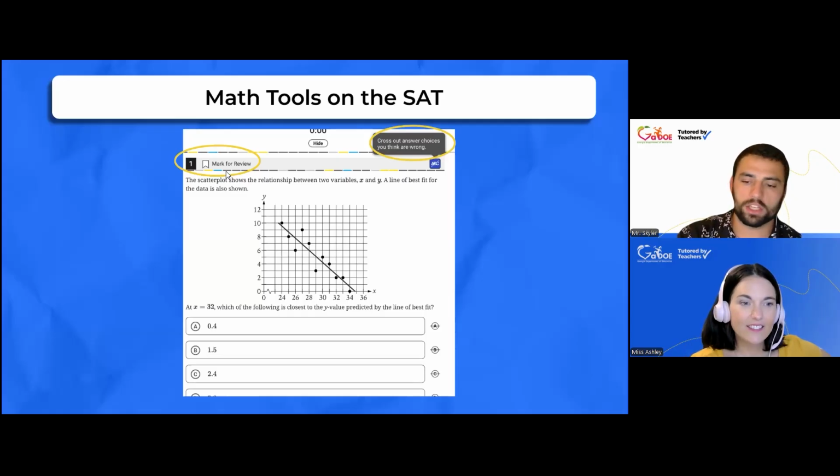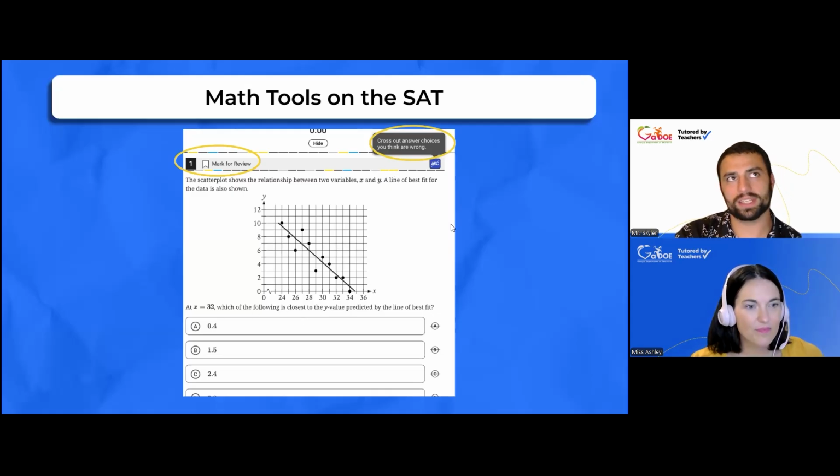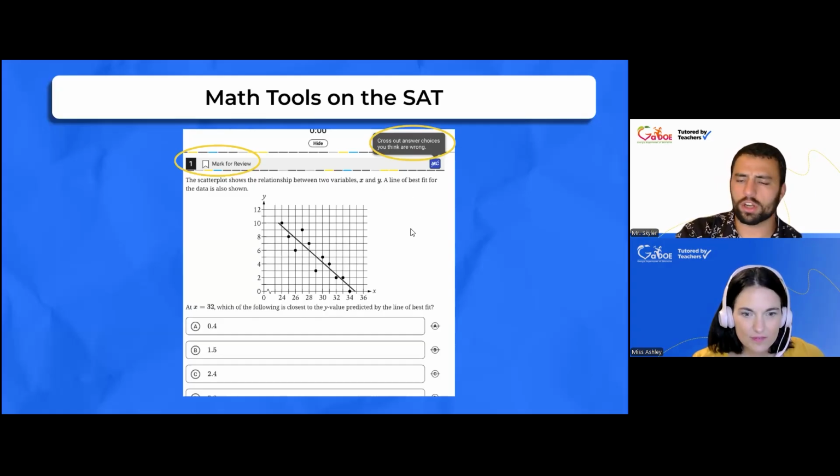A couple other tools we want to make sure we highlight. Remember, we can mark things for review, and we can also use our strike through tool to cross out things that we know for sure are wrong. We're going to talk a little bit about that today, but we want to make sure that you guys know that those tools are there. You can come back to questions, and those are just our general test taking skills.